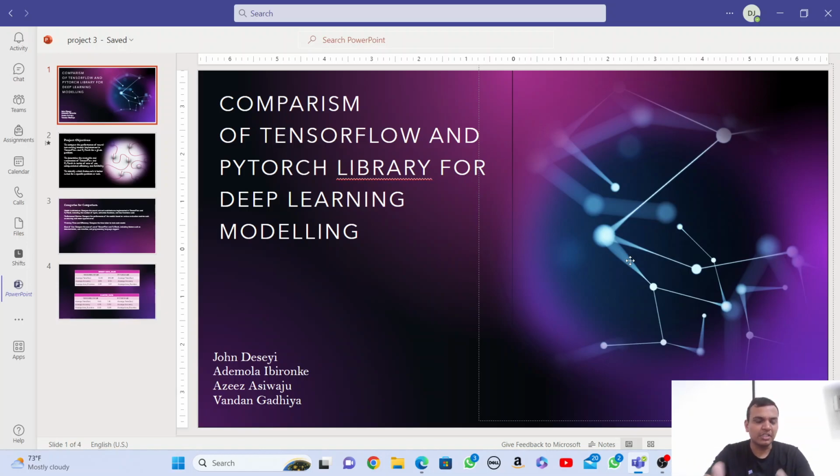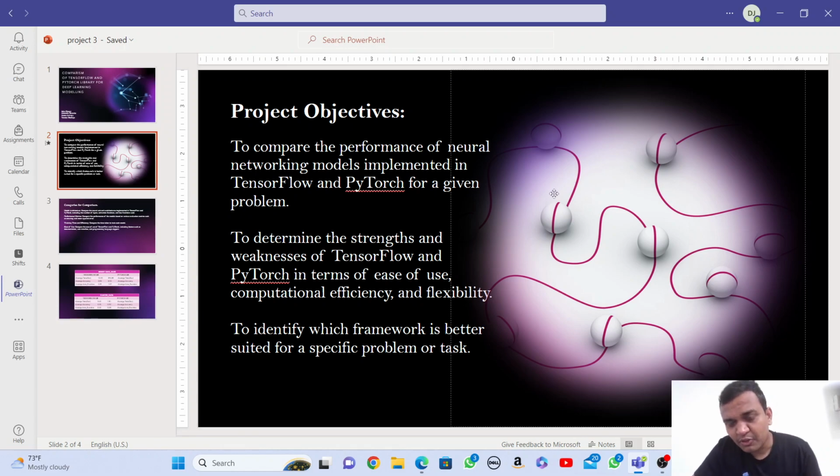Today we're gonna do the comparison between TensorFlow and PyTorch library for deep learning modeling. As we all know, PyTorch and TensorFlow are very popular libraries for deep learning modeling or artificial neural network modeling. So we're gonna do a comparison of TensorFlow and PyTorch. For this project, our objectives are to compare the performance of neural network models implemented in TensorFlow library and PyTorch for the given problem.